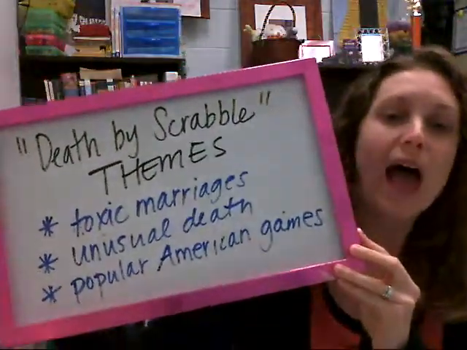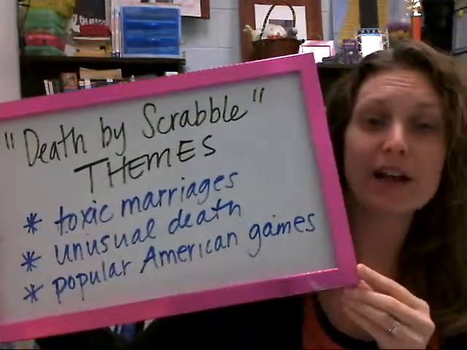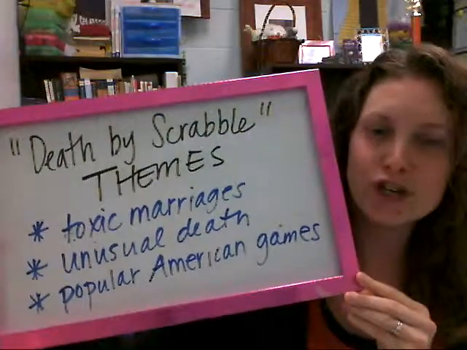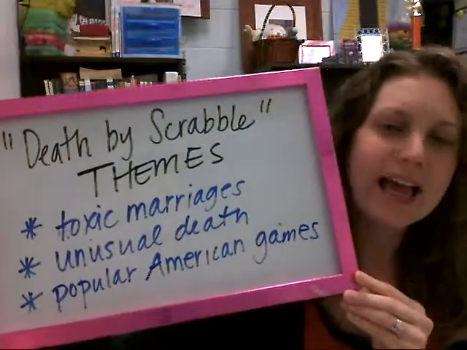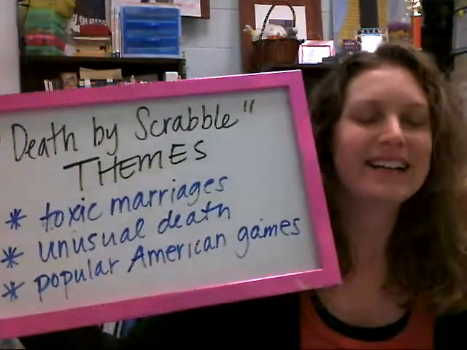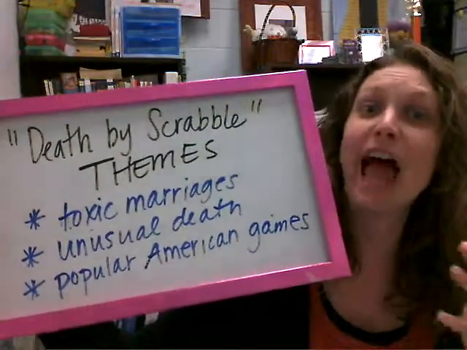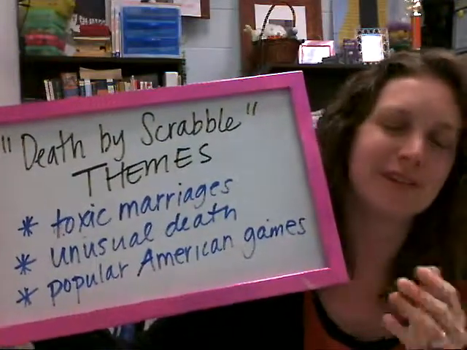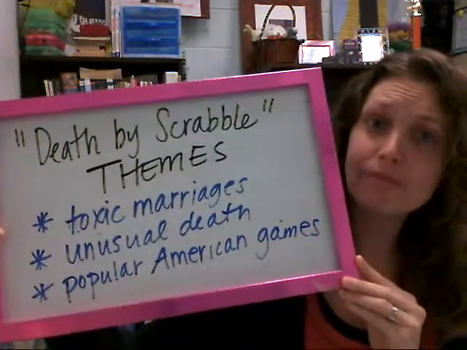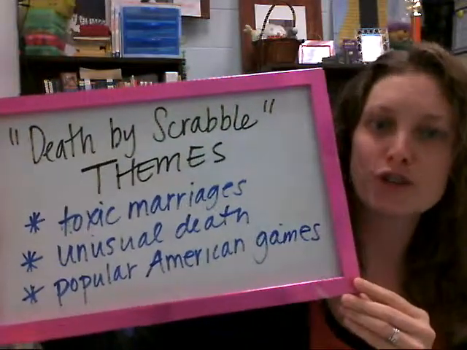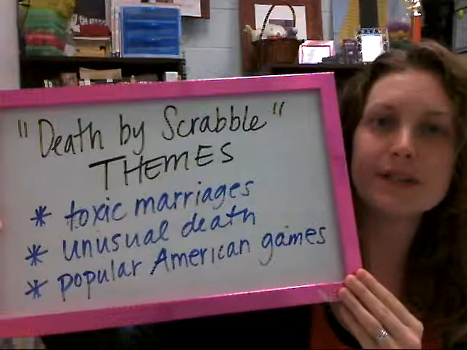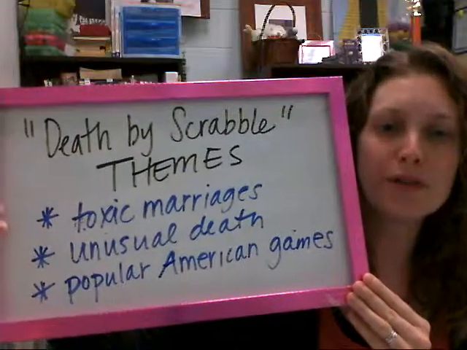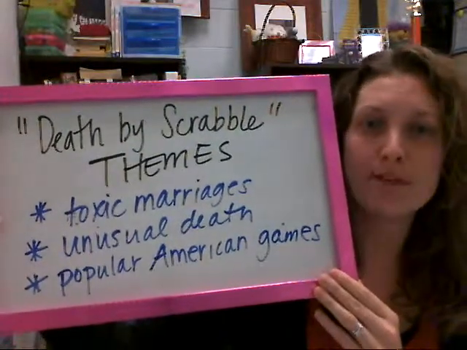Okay. After you read Death by Scrabble, I need you to generate a couple themes. Here are some themes. For example, toxic marriages, unusual ways to die, and, you know, getting away from those two heavy themes, popular American games, being, of course, Scrabble. Okay, so you're going to pick a theme that is in Charlie Fish's story, Death by Scrabble. And these are some themes that you can consider, and I'd like you to generate your own original theme. But again, if you're stuck, you can always use one of these.